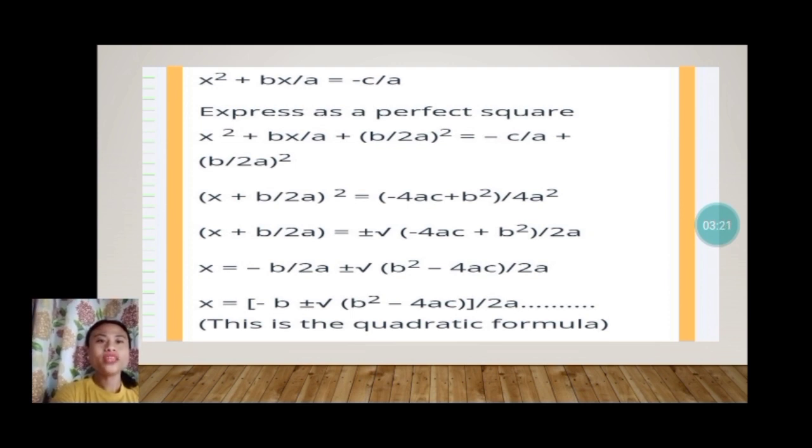x plus b over 2a squared equals b squared minus 4ac over 4a squared. x plus b over 2a equals plus or minus the square root of b squared minus 4ac over 2a. So x equals negative b over 2a plus or minus the square root of b squared minus 4ac over 2a. x equals negative b plus or minus the square root of b squared minus 4ac, all over 2a. This is the quadratic formula.